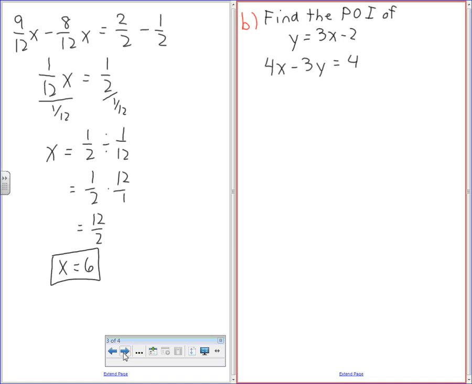Okay, can I get a brave soul that wants to start us off here for this one? I have y plus 3x minus 2 and 4x minus 3y plus 4. That's the first thing I'm going to do here. Yeah, go ahead.